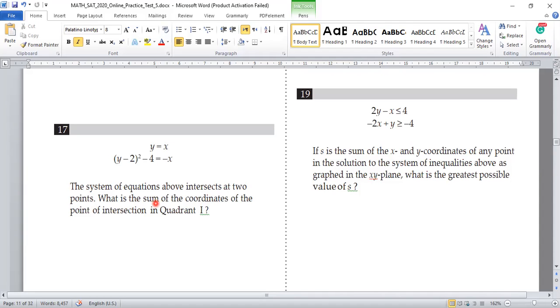Once again, the two inequalities are given, and we will have to solve these two inequalities, and then we will have to find the value of x and y. The number of inequalities and the number of unknowns are equal, so we can find the value of x and y, and then graph in the xy plane. What is the greatest possible value of S? S is the sum of x and y coordinates.